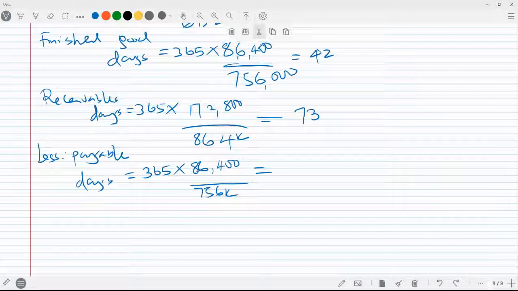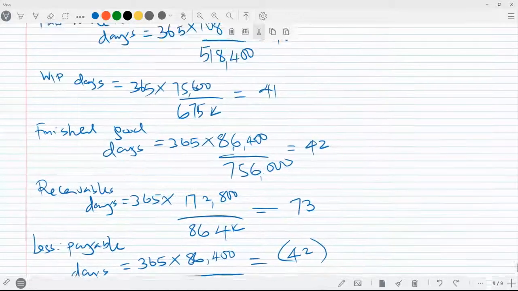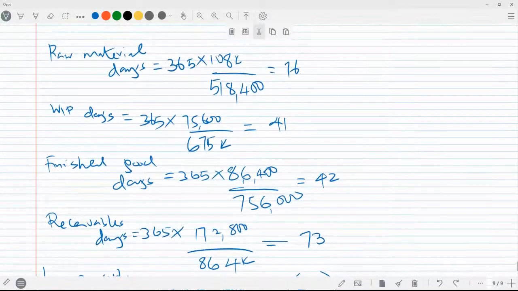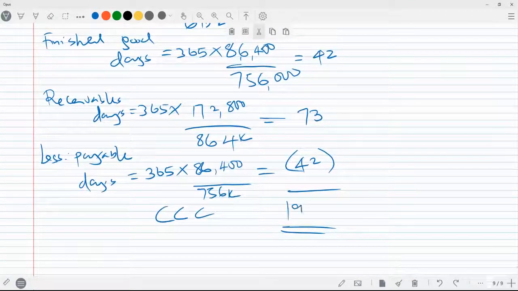We get how much? 42 days. Okay, we less 40 days, and that gives us the cash conversion cycle. And how many days do we get? 190. So you get 190 days for the cash conversion cycle.